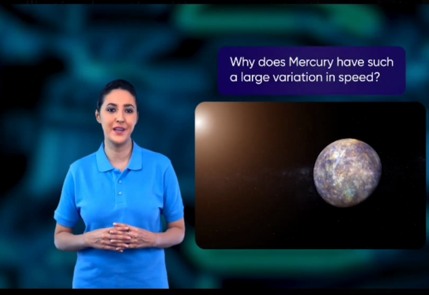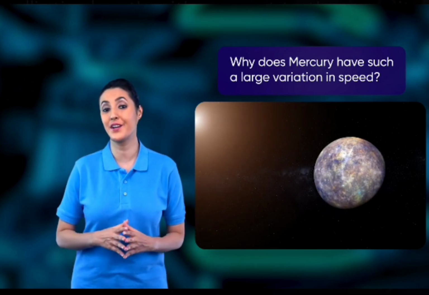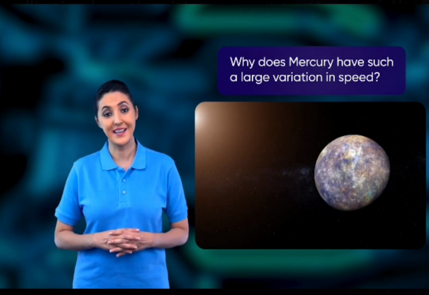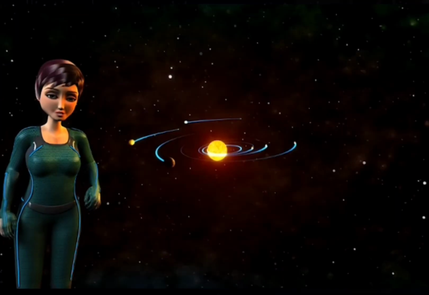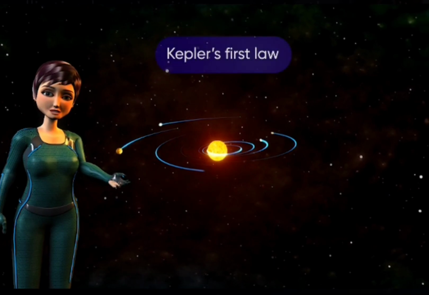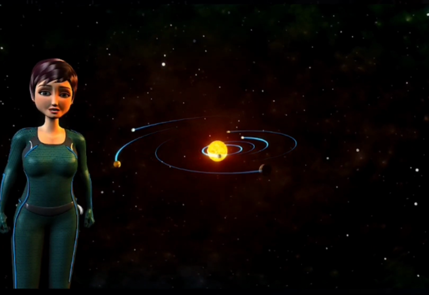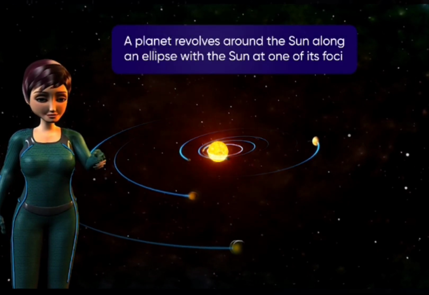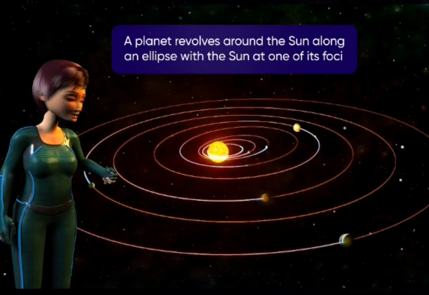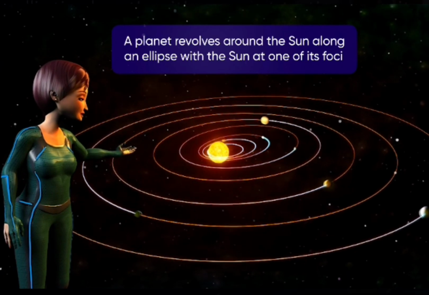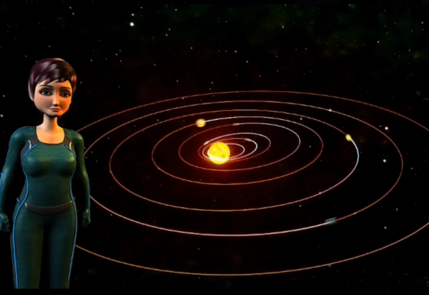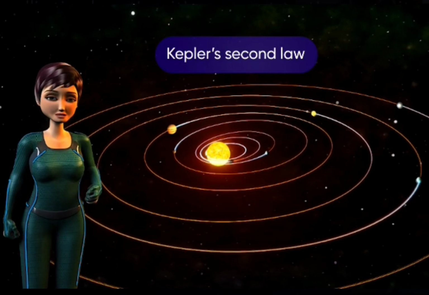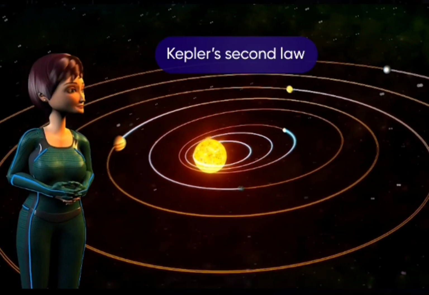Why does Mercury have such a large variation in its speed? Kepler's second law of planetary motion has the answer. Let's find out. We have already studied Kepler's first law of planetary motion. According to this law, a planet revolves around the Sun along an ellipse with the Sun at one of its foci. We will now study Kepler's second law.